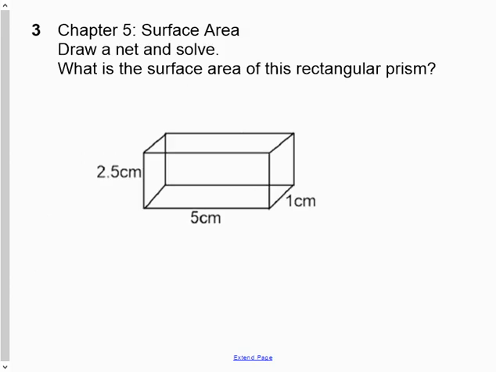Question 3, it says use a net and solve this surface area of a rectangular prism. So just like Monday's question, we know that this rectangular prism has 6 faces, and I'll just draw them here.